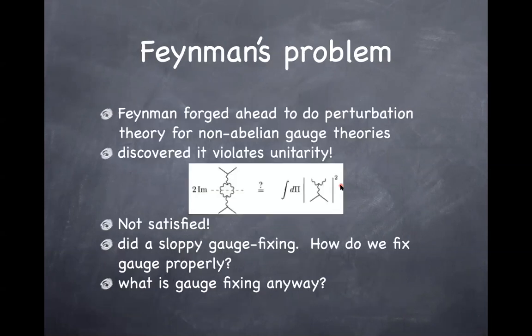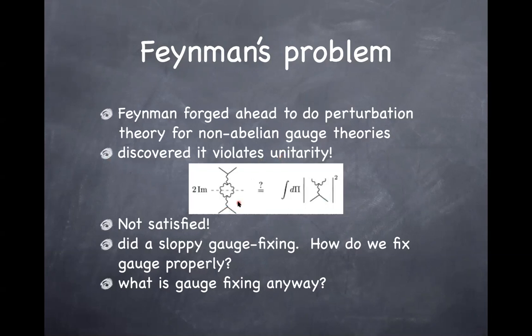Good. And so when you actually try to do the same thing with non-abelian gauge theory, Feynman actually tried to do this. So without going through every single step of what exactly is the gauge fixing procedure, he just forged ahead to do perturbation theory for non-abelian gauge theories using that propagator we just talked about. And then he discovered a pathology with it. He discovered that it violates unitarity.